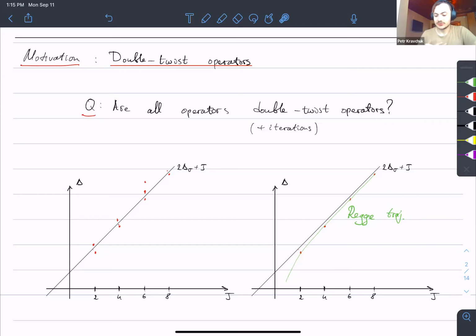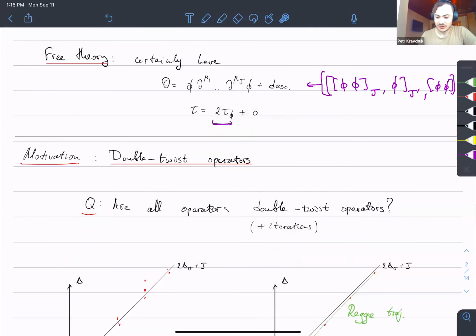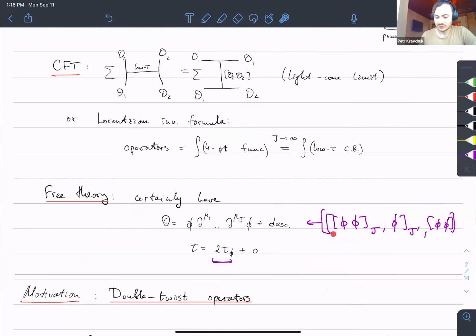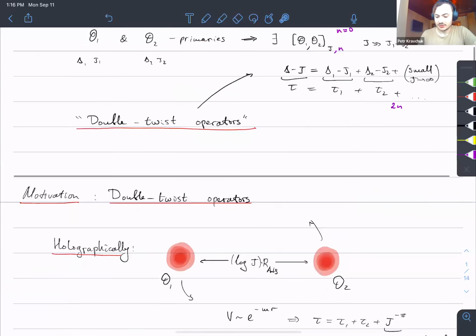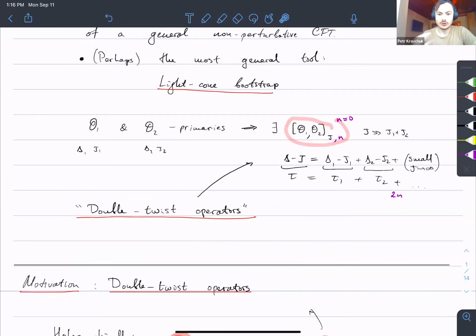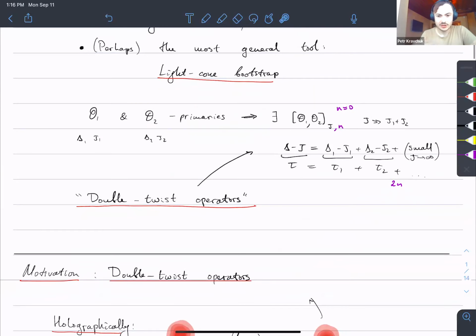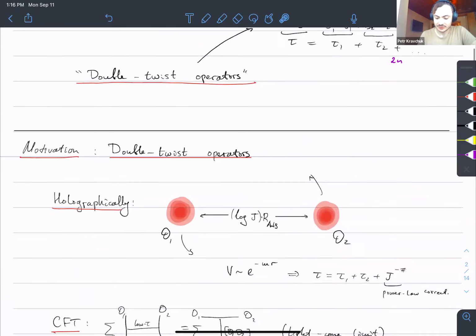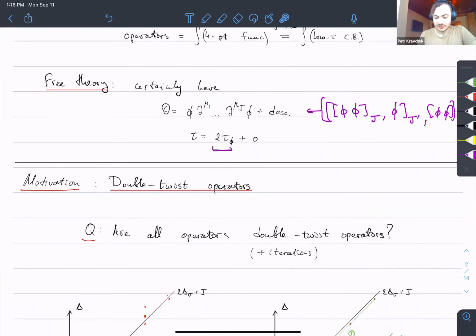And then we also expect that each double twist family of this kind, if we form these operators, they will all live on a single Regge trajectory. That's the expectation, at least. There's not a proof of it, as far as I can tell, but that's what you would expect naively.